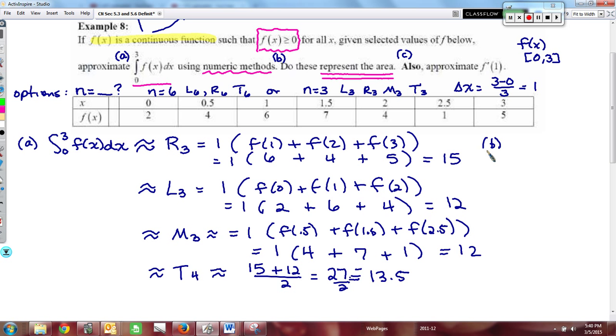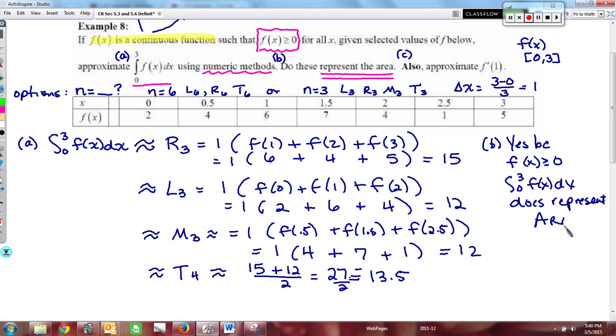All right, and does this represent the area? The answer for B is yes, because f of x is greater than or equal to 0, the integral from 0 to 3 of f of x dx does represent area because they're both positive. The definite integral is positive and the area is positive.